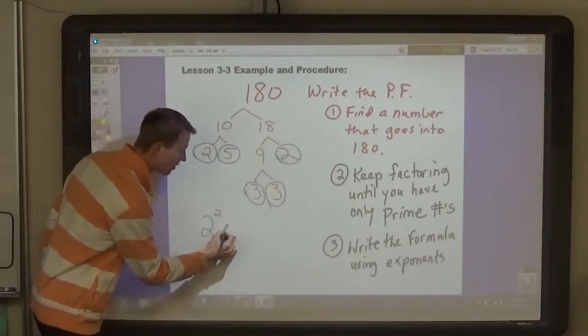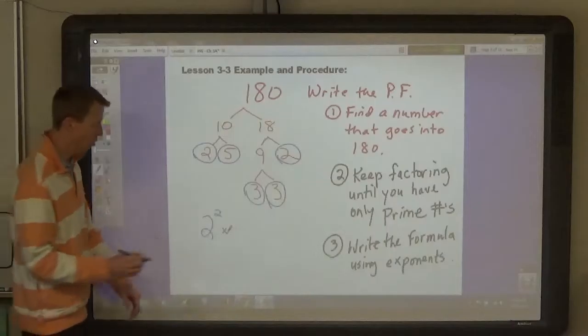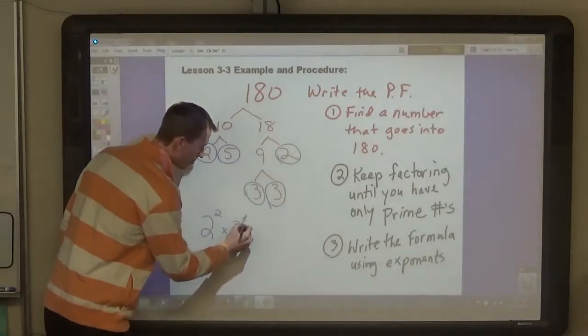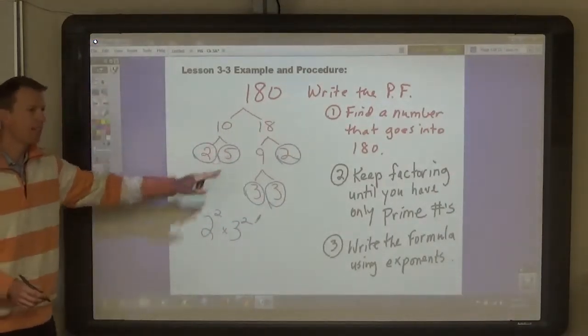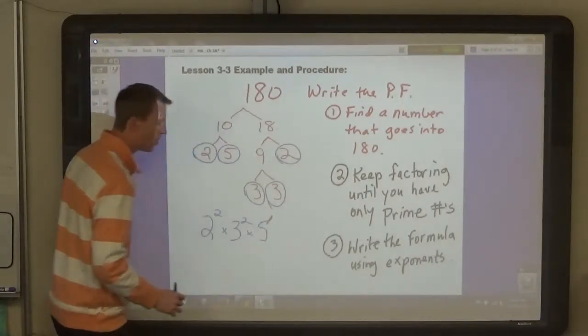And 3 is a factor, but how many are there? 2 3's. And 5 is a factor, but since there's only 1, we only need to write the 5.